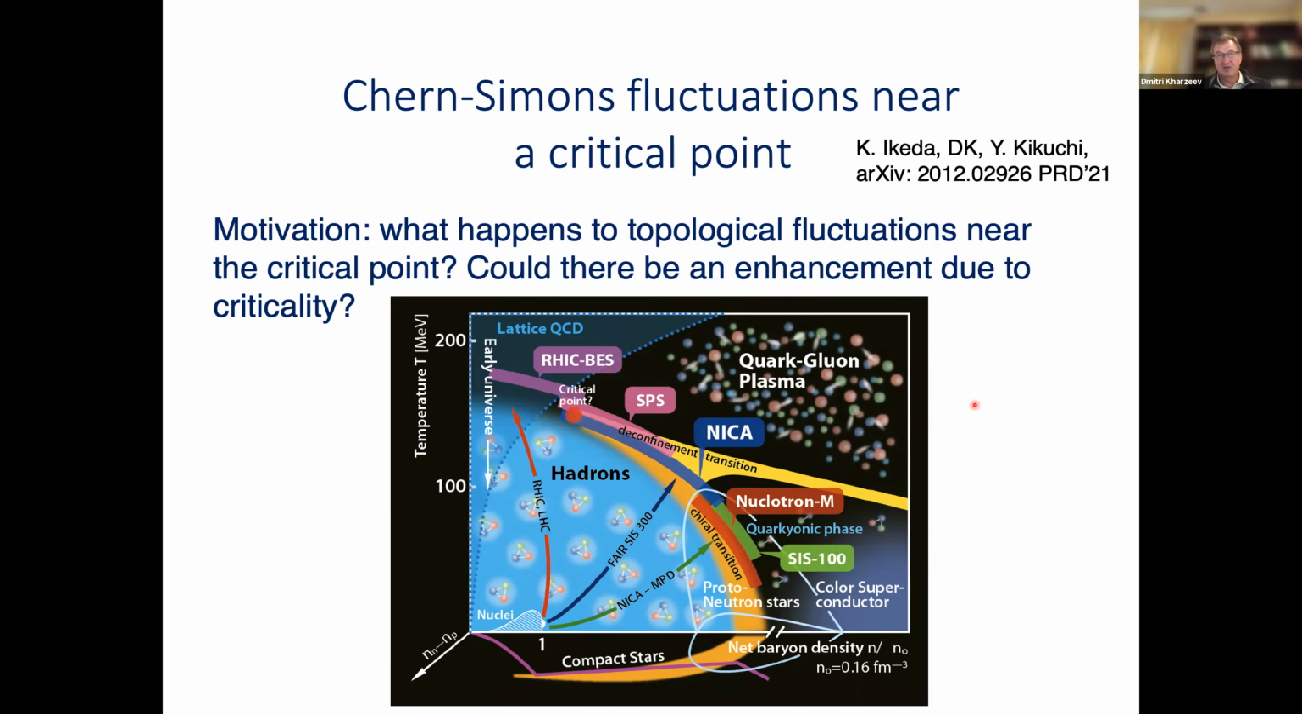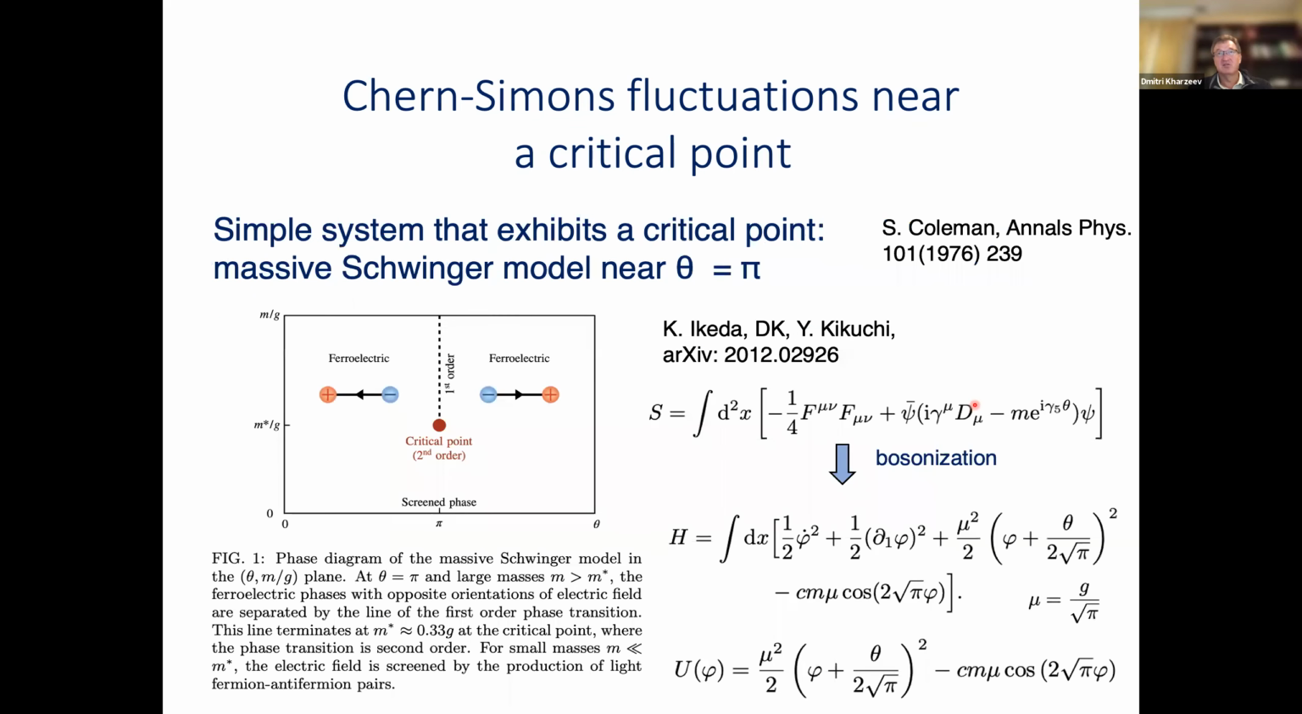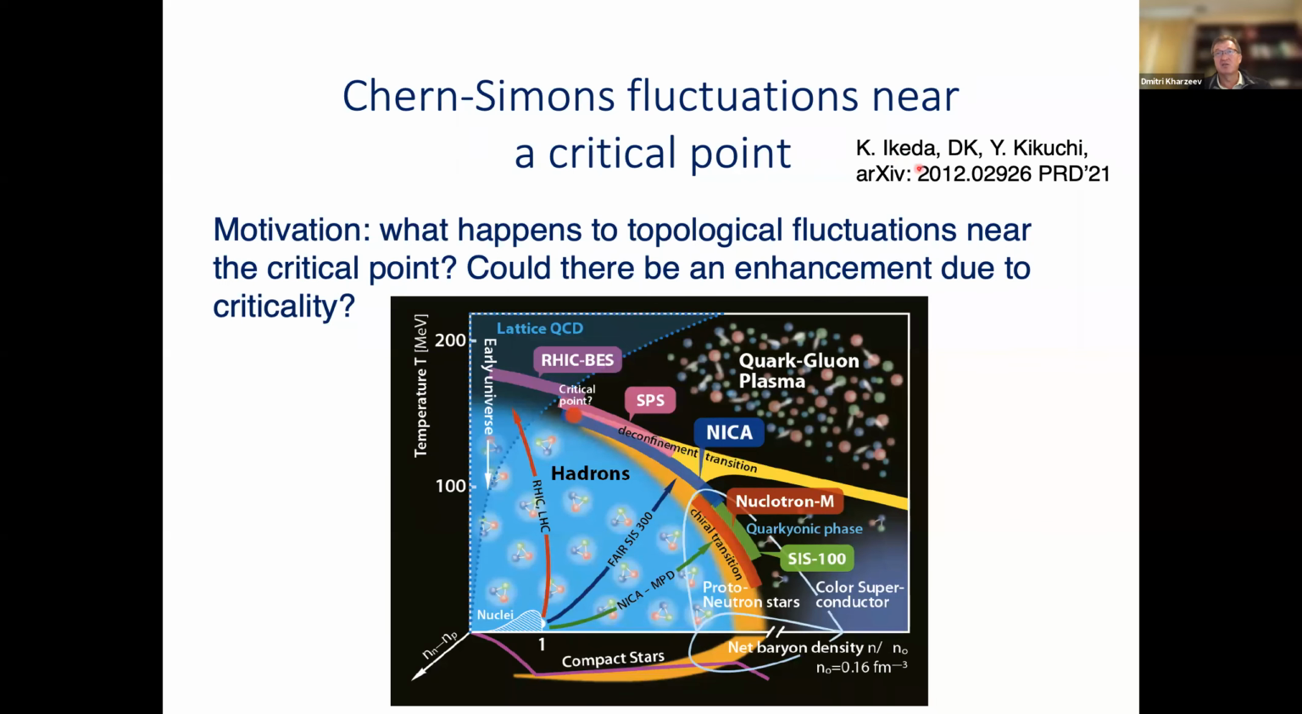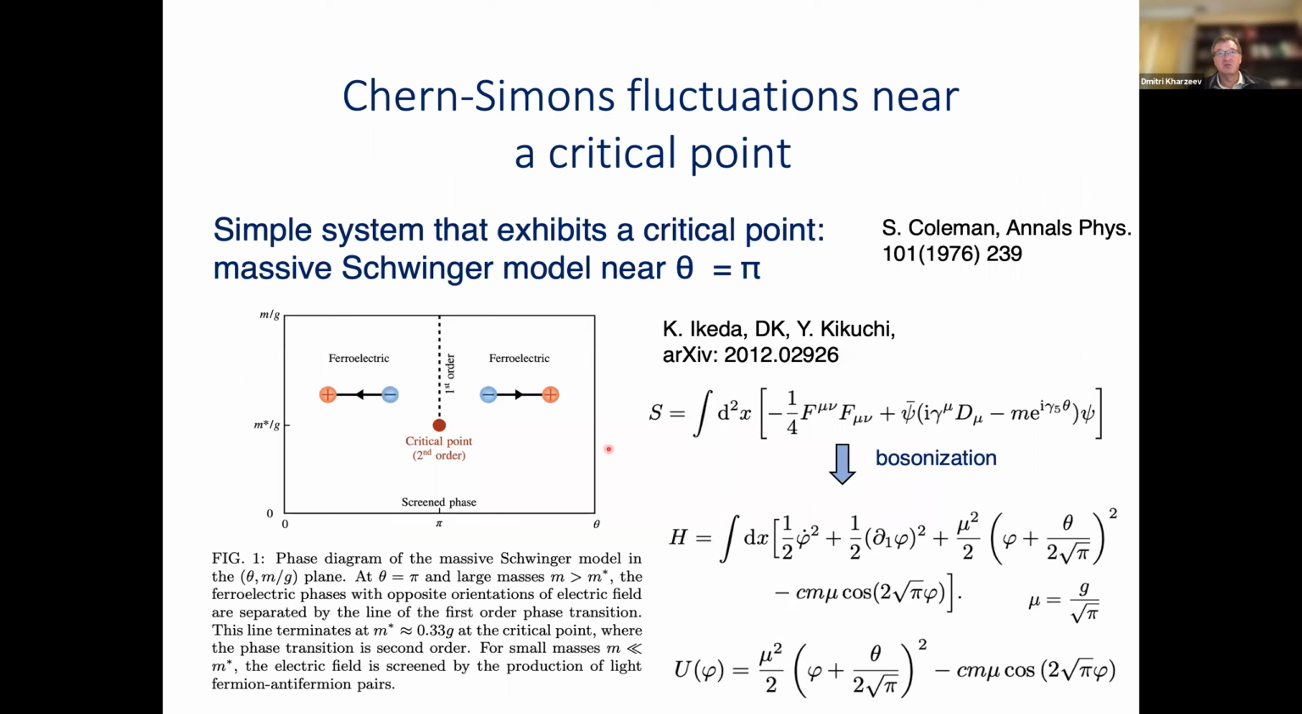So we did some quantum simulations to compute the Chern-Simons fluctuation rate together with Kazuki and Yuta. And of course, QCD is out of reach for these quantum simulations. But we found a much simpler model, which has a similar critical point, which is a massive Schwinger model near theta angle equal to pi. The existence of a critical point in this model was demonstrated a long time ago by Coleman. So basically, for the massive case, you get phases corresponding to the orientation of the background electric field, like ferroelectric phases.